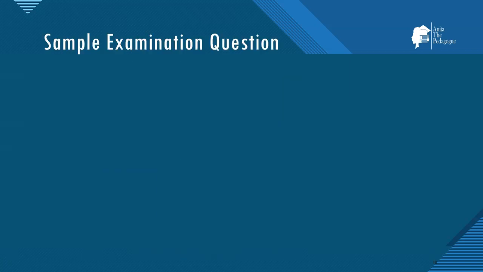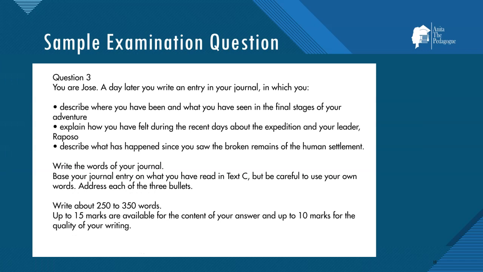Let's take a look at our sample question. This is from paper 1, question 3. And the question is, a day later you write an entry in your journal in which you: bullet point 1, describe where you have been and what you have seen in the final stages of your adventure. Bullet point 2, explain how you have felt during the recent days about the expedition and your leader Raposo. Bullet point 3, describe what has happened since you saw the broken remains of the settlement. Write the words of your journal.